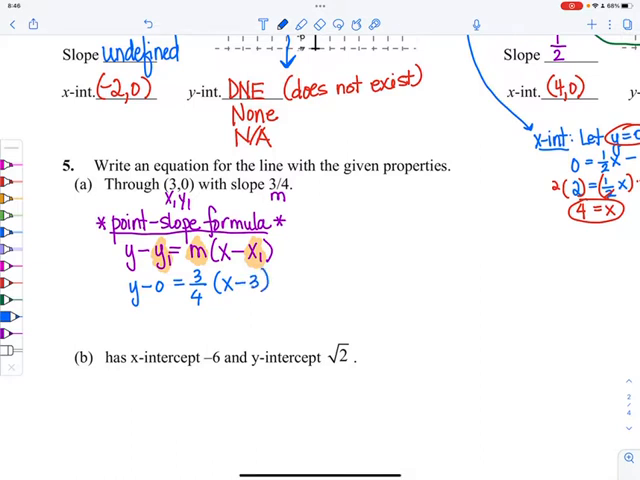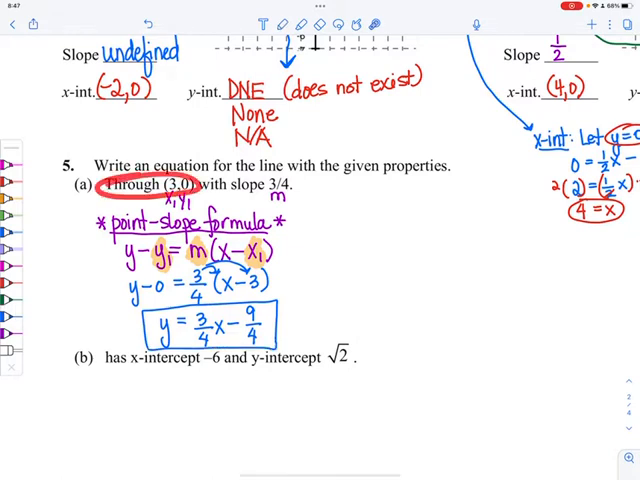Now I'm going to go ahead and write this in slope-intercept form. So y minus 0 is just y, no problem. Here I need to distribute. So I will have 3/4 x, and then minus 9/4. This is the equation of the line that goes through the point (3, 0) and has a slope of 3/4. All right, let's try the next one.